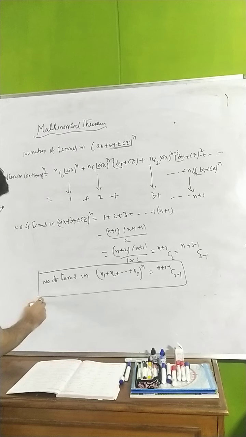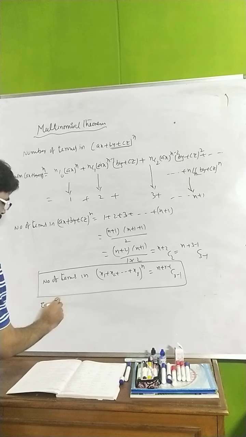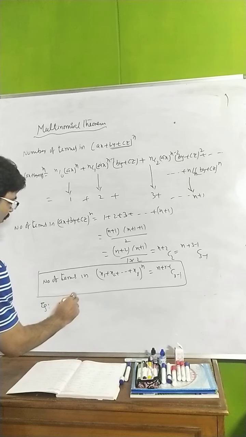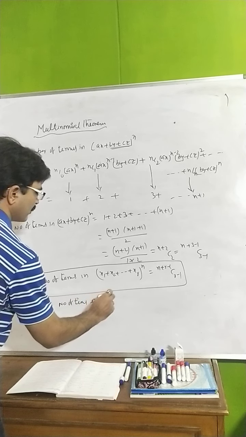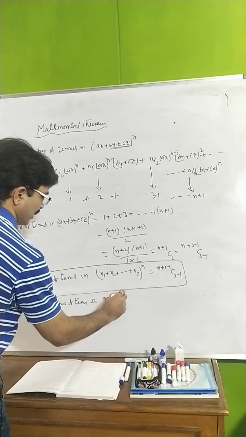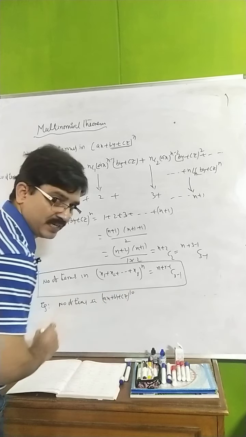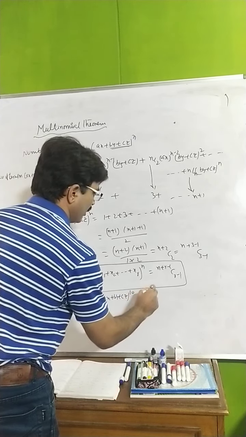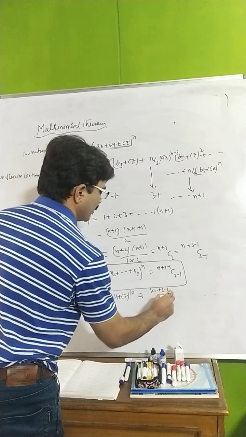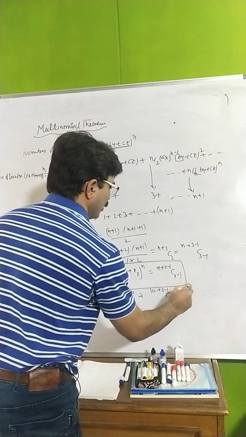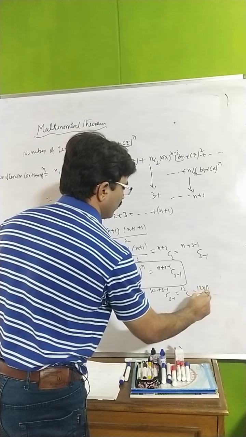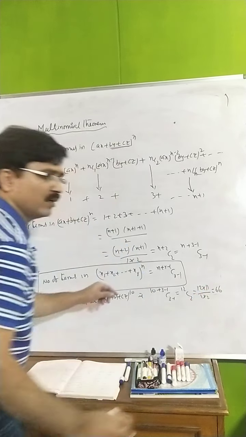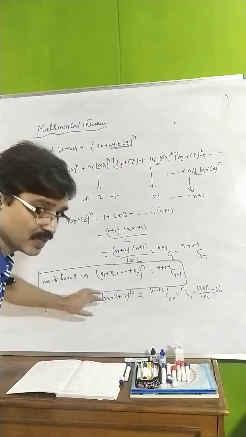So take one or 2 examples. Example: the number of terms in (ax + by + cz) whole to the power of 10. Then it is 10 plus 3 minus 1 C 3 minus 1, that is 12C2, 12 into 11 divided by 1 into 2. How many terms are there? We got 66 terms.